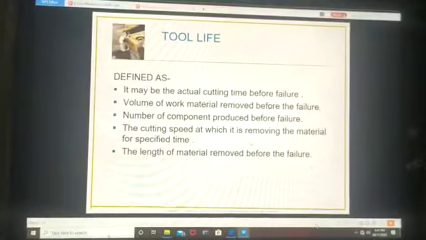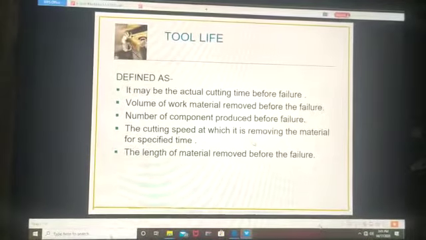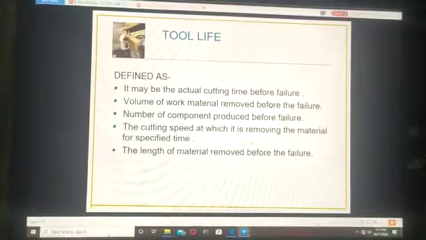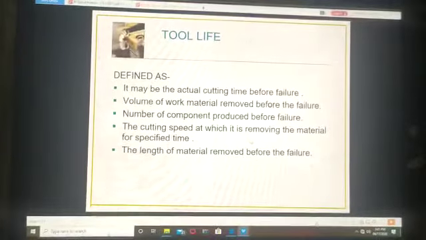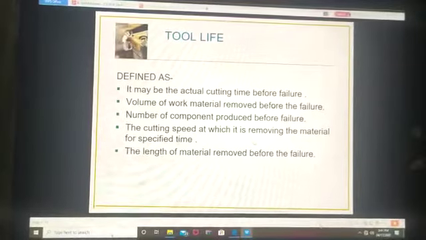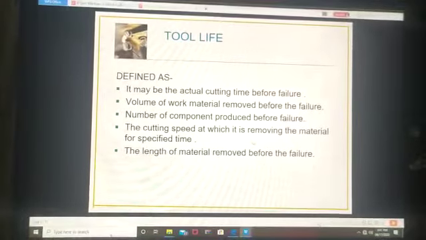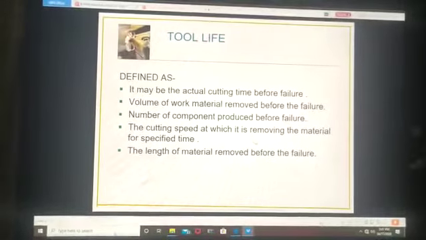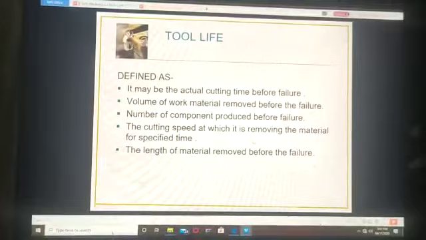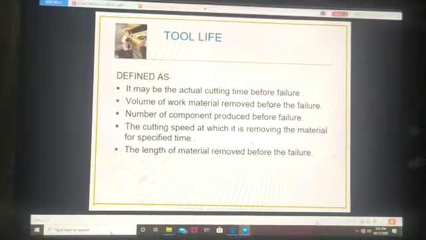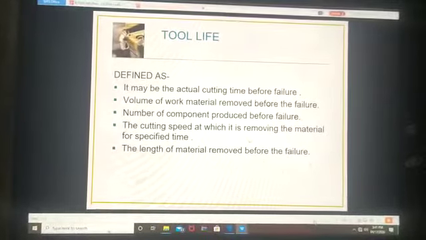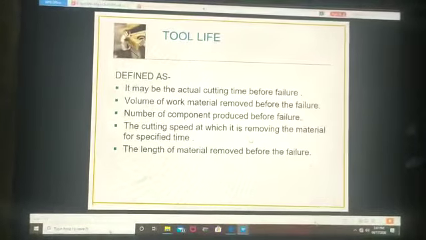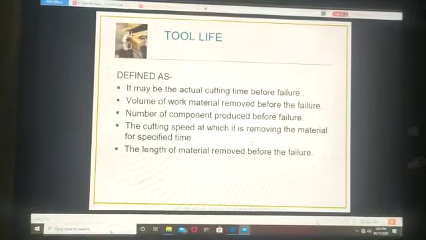The fourth way is the cutting speed at which the tool removes material for a specified time. The cutting speed through which we can remove the material from the given workpiece is also considered as tool life. Tool life is also considered as the length of material removed before failure. So these are the different ways through which tool life is measured.